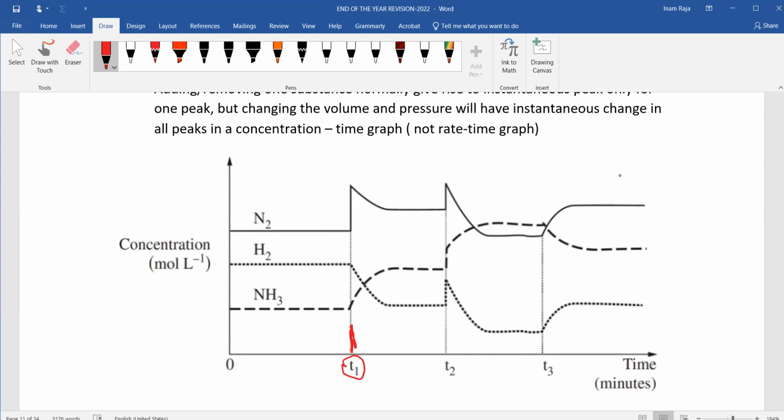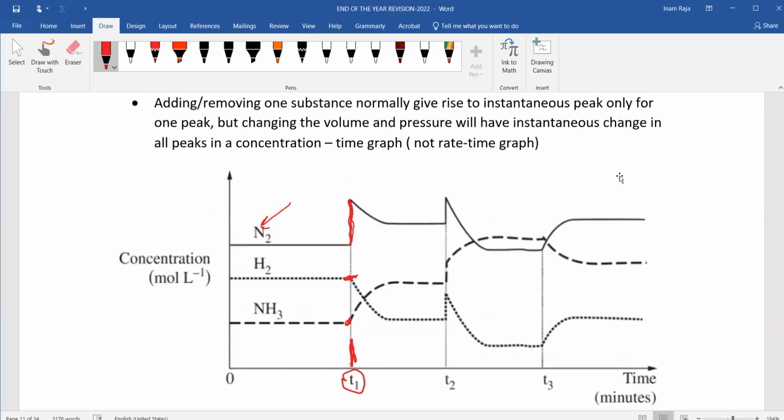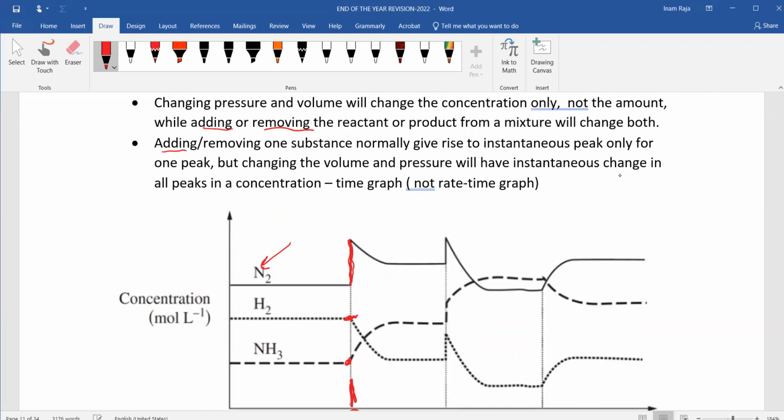For example, at time 1, there was already equilibrium between nitrogen, hydrogen and ammonia gases. And then there is an instantaneous increase only in nitrogen. Why? Because that increase is on only 1 axis, not 2, and that is called instantaneous. The others from this point are not instantaneous, they slowly decrease or increase. So if you add or remove one substance, it will give rise to an instantaneous peak only for that one, and the other two will respond to that change slowly.